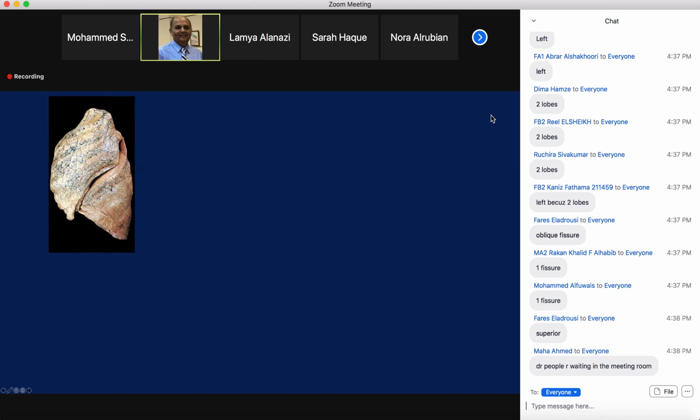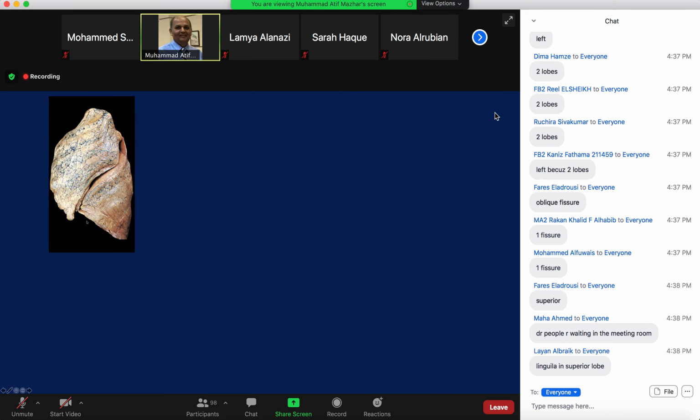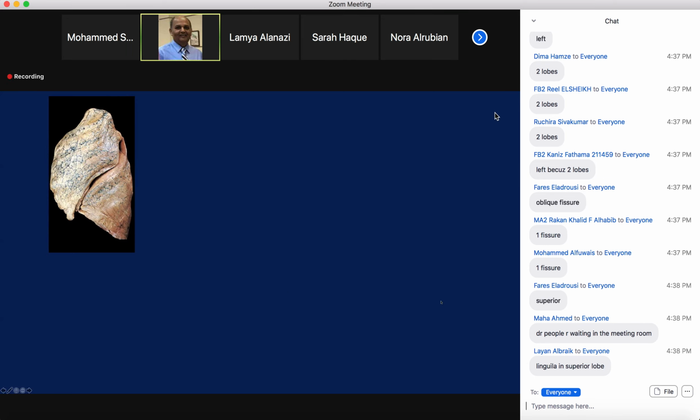You yourself said this is the left lung. Look at it. Posterior border rounded, anterior border sharp, apex looks like an apex, and broad flattened diaphragmatic surface. This is the costal surface. You can see the rib marking. So you can see yourself, lingula in the superior lobe.